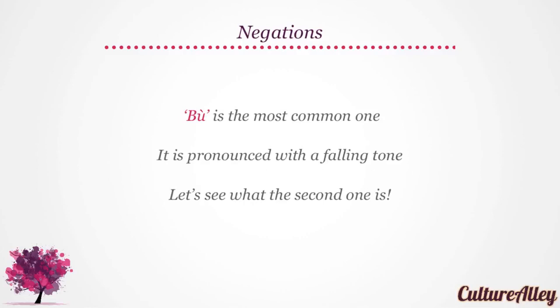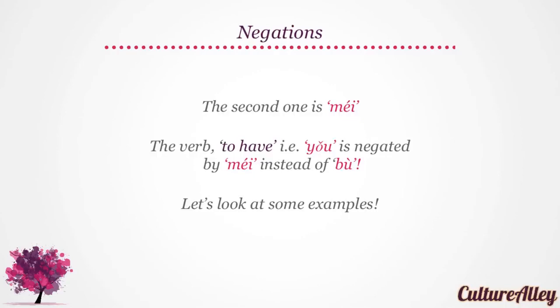The most common one is 不, which is pronounced with a falling tone. We're already familiar with this one, so let's see the next one. The second one is 没, pronounced with a mid-rising tone. It is said as 没. The verb to have, also 有, is negated by 没 instead of 不.